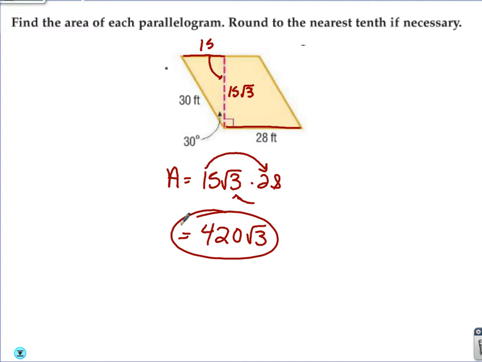That's an exact answer. You're building bridges, you don't make mistakes when you deal with exact answers. But most of the time, the exact answer doesn't make a lot of sense to us, because how much area is 420 root 3? We type that straight in, 420 times the square root of 3. 727.46, so about 727.5 square feet. That's the area of that parallelogram. Good job.